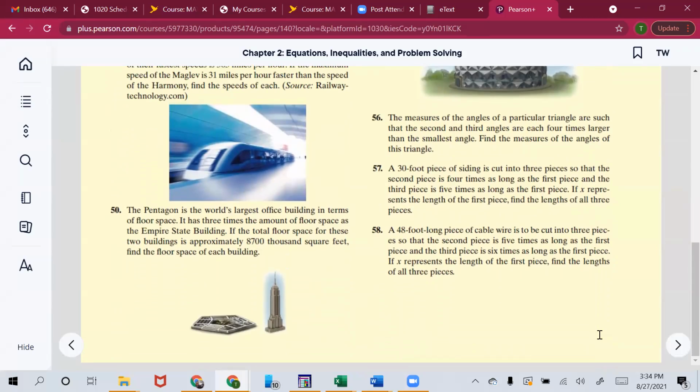A 48-foot long piece of cable wire is to be cut into 3 pieces so that the second piece is 5 times as long as the first piece, and the third piece is 6 times as long as the first piece. If x represents the length of the first piece, find the lengths of all 3 pieces. This looks so confusing. We're going to draw a picture. Anytime I can, I'm going to draw a picture because pictures make things make sense.